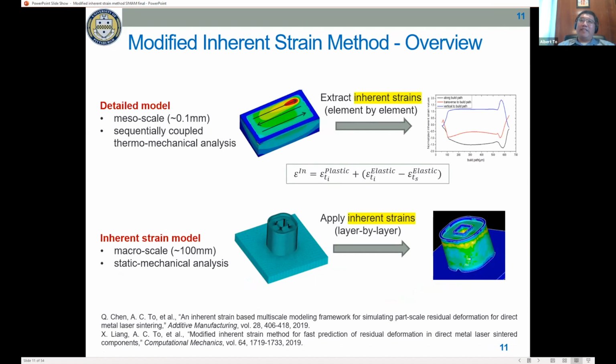At the fine scale, we define a process simulation model that we're doing in detail with a moving point heat source, so solving the thermomechanical coupling problem. And then from that, we can extract the inherent strains. So we take the steady state inherent strains and then apply them to the entire model, okay, at the part scale. So at the part scale, we are only applying the inherent strain over the entire part, and then just doing a layer by layer static analysis.